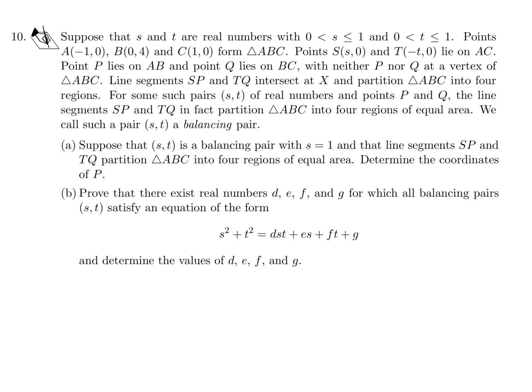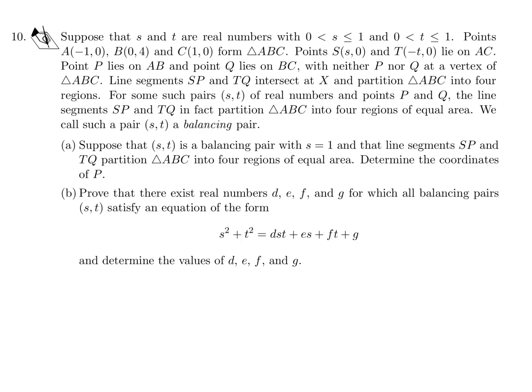Suppose that s and t are real numbers with s greater than 0, less than or equal to 1, and t greater than 0, less than or equal to 1. Points A, B, and C form triangle ABC. Points S and T lie on AC. Point P lies on AB, and point Q lies on BC. Neither P nor Q is at a vertex of ABC. Line segments SP and TQ intersect at X.